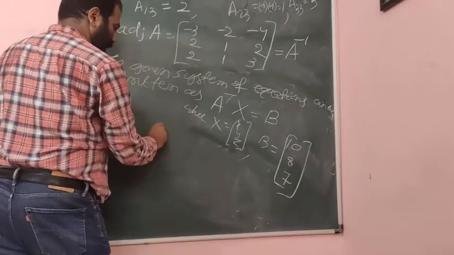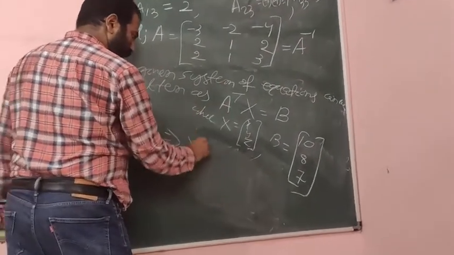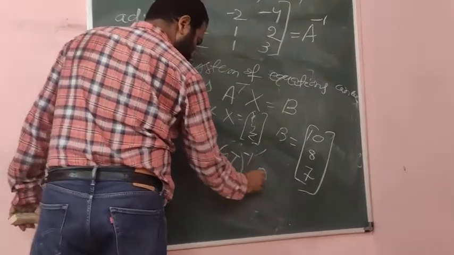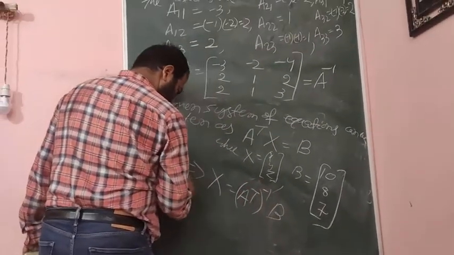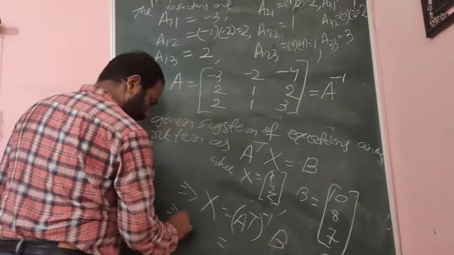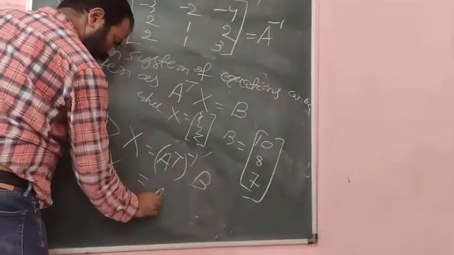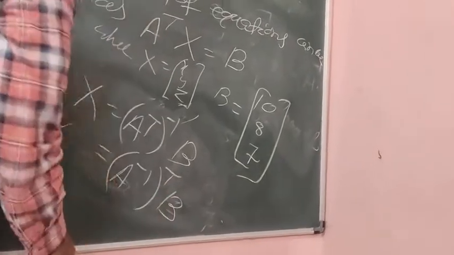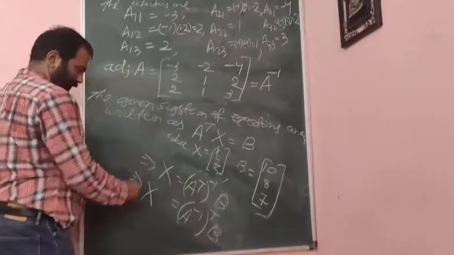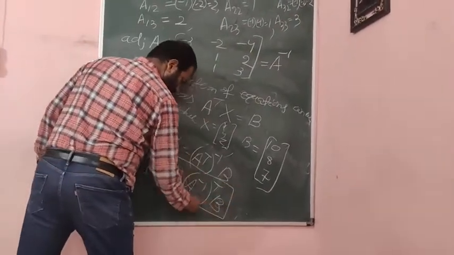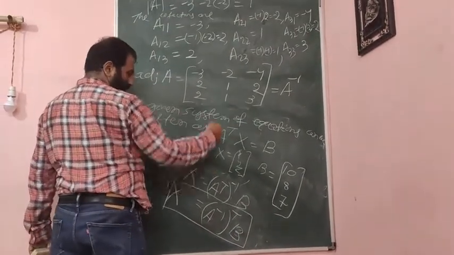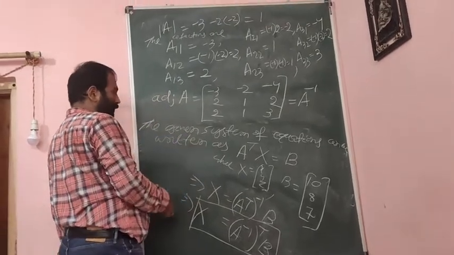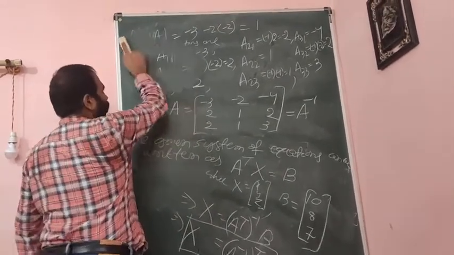So if A transpose X equals V, then X equals A transpose whole inverse into V. So this implies X equals A transpose inverse, we can write A inverse transpose whole into V. This is a very simple concept. What I have proved there, we have to use. Now we have got A inverse here and we will make its transpose, then we have to multiply with V, we will get the result.